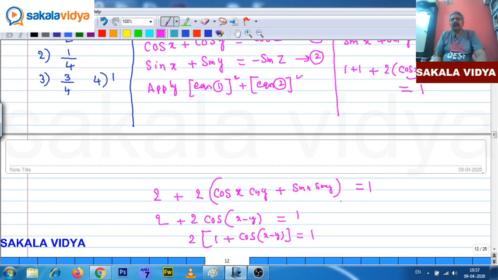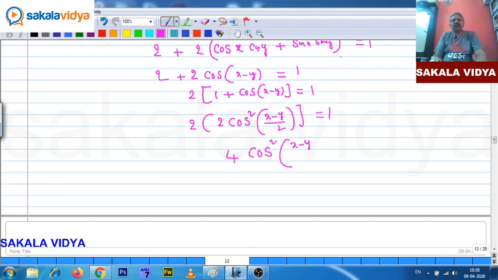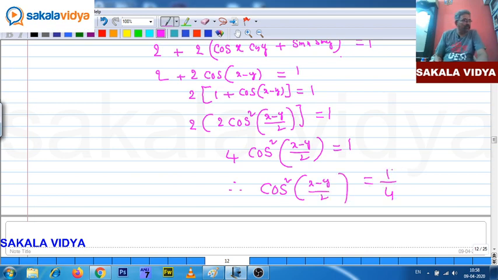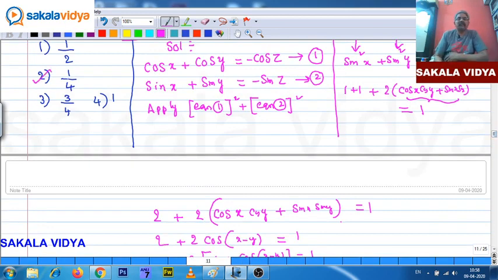So, this we can write now as 2 into 2 cos square of (x minus y) by 2, because 1 plus cos theta is 2 cos square theta by 2. So, this will be 4 cos square (x minus y) by 2 equals 1. Now, you can expect the answer. What is cos square (x minus y) by 2? That's equal to 1 by 4. Okay. See the option now. Yes, the second option is the right option.